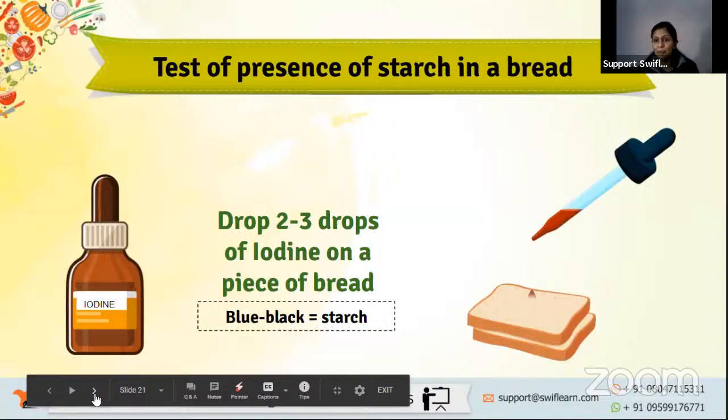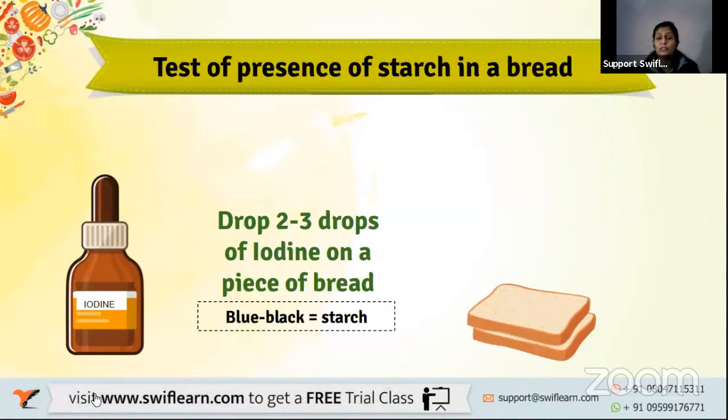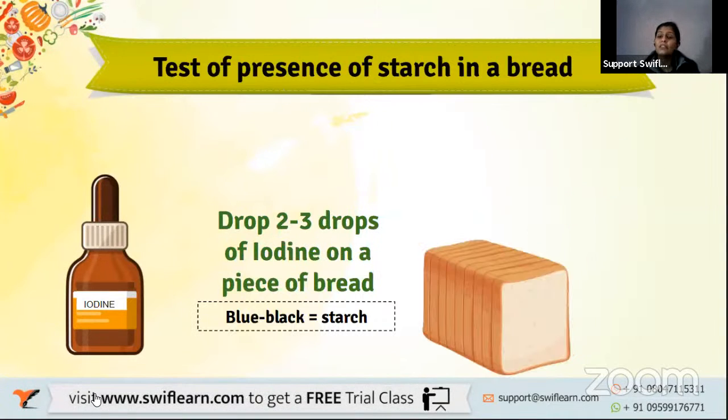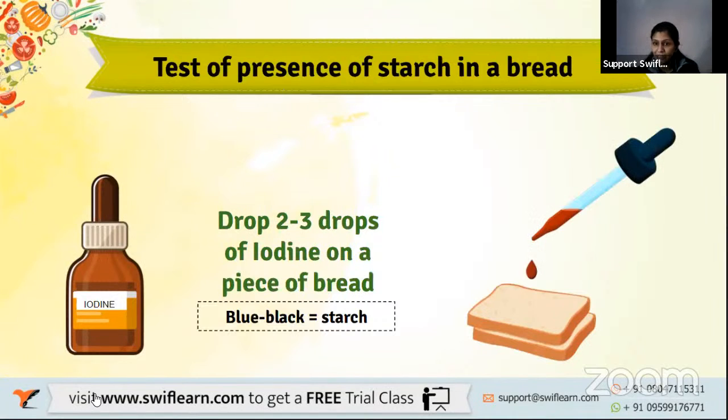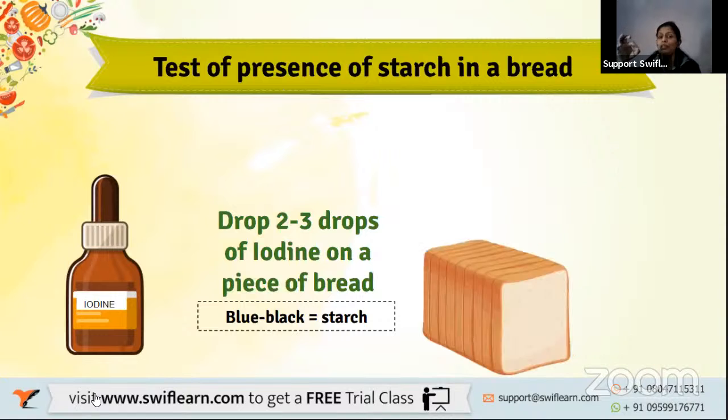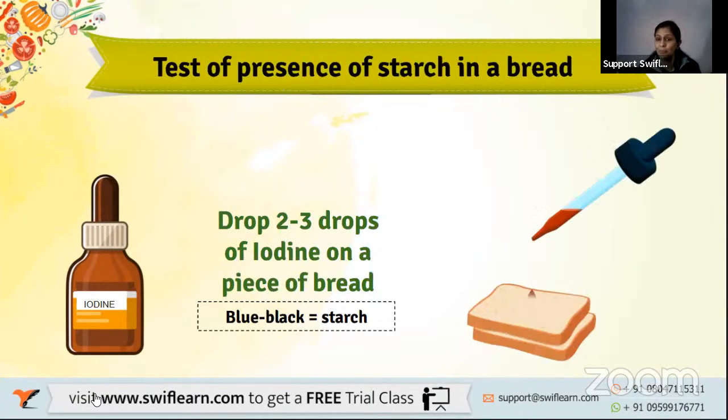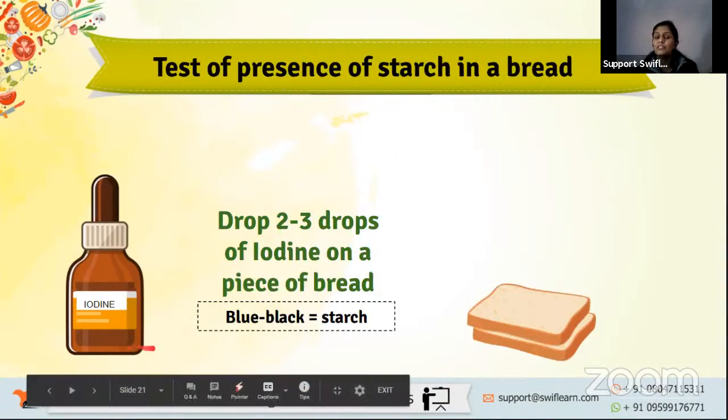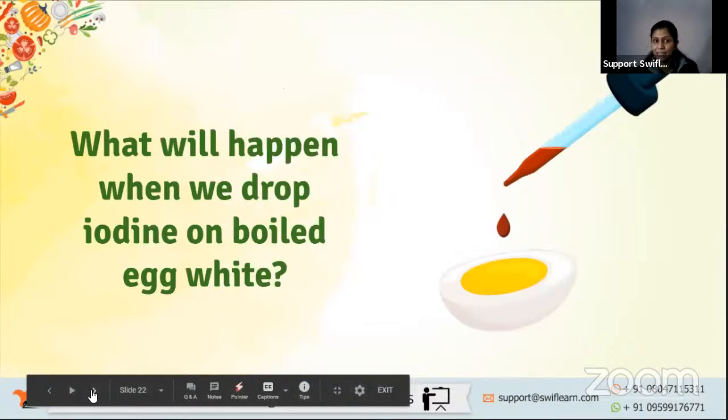Now a slice of bread, it is also carbs. So how can we say that the starch is present in bread? Again, we have to do the same experiment. We have to drop 2 to 3 drops of iodine on a piece of bread. Now, when the color is changing to blue-black, then it shows that there is a presence of starch. It is a good source of carbohydrate.